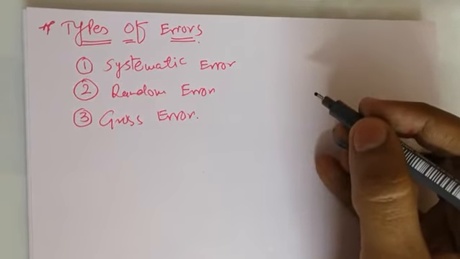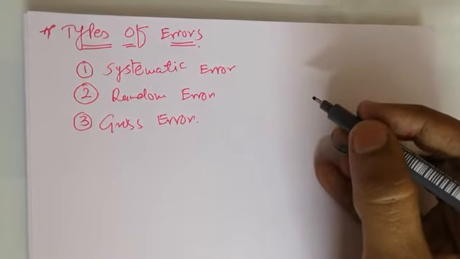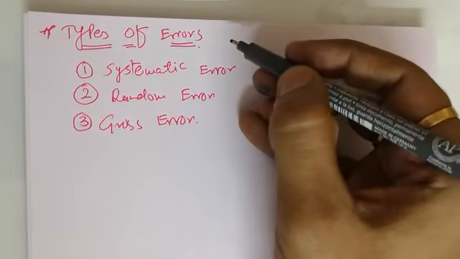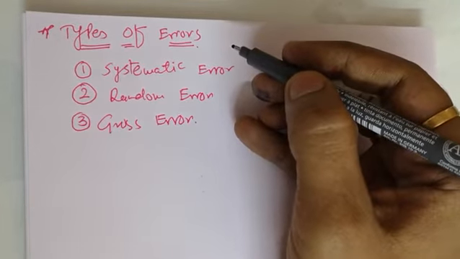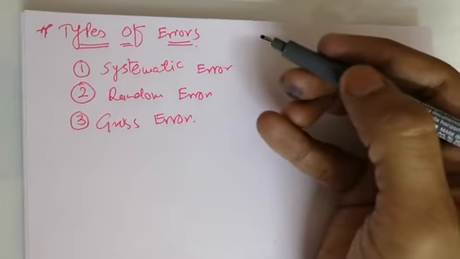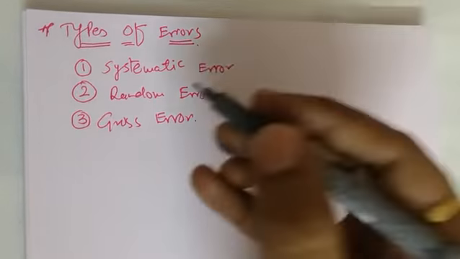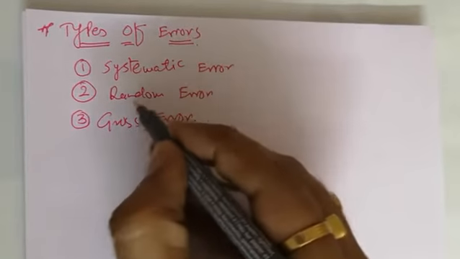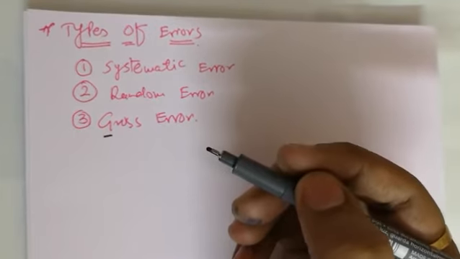Hi students, now we will discuss the types of error. As you are aware, different types of errors might occur while you perform experiments in physics, or maybe in chemistry or biology as well. But we are talking about the types of errors that occur during the physics practical. The very first one is called a systematic error, the next one is called a random error, and the third one is called a gross error.